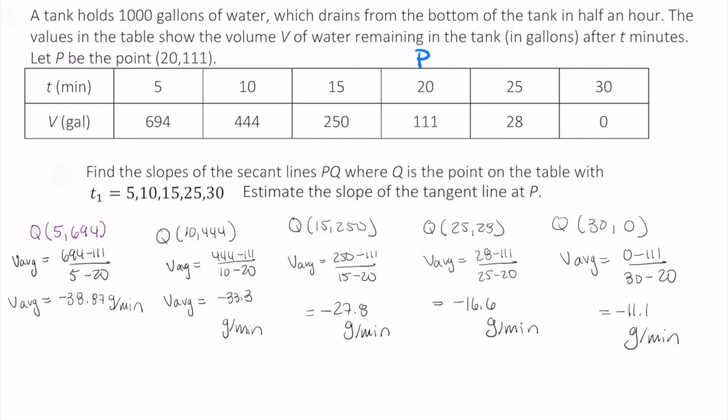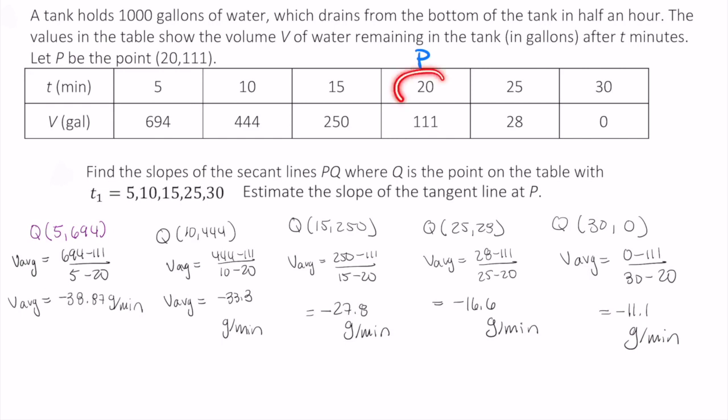All right, so you should have gotten these values for the 15-minute mark, the 25, and the 30-minute mark. That is, the average rate of water loss between 15 and 20 minutes within this tank was about 27.8 gallons per minute. And I'd say it was a water loss, so that's kind of taking this negative into account already. Between 20 minutes and 25 minutes, there was about 16 gallons lost per minute. And between 20 minutes and 30 minutes, the water loss was 11.1 gallons per minute.